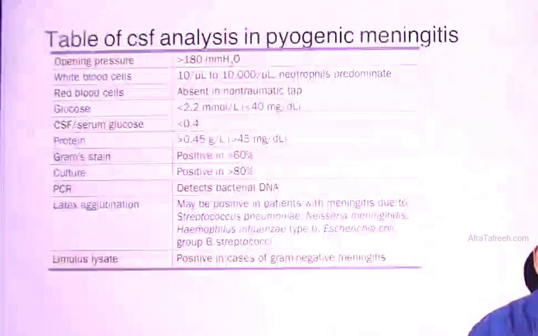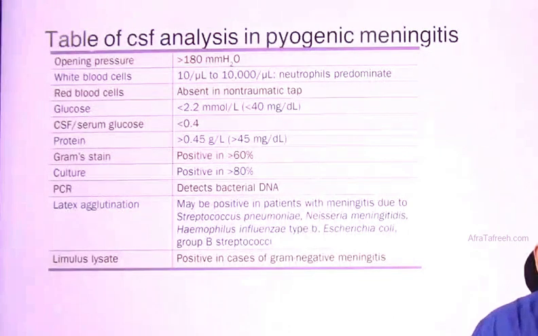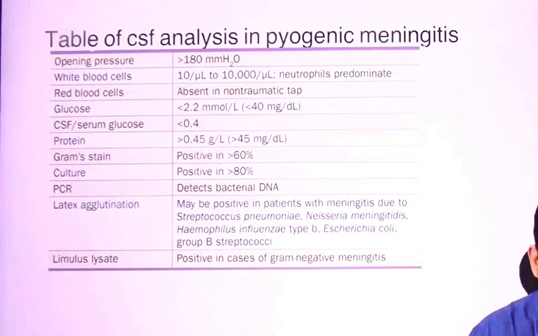Now coming to this particular chart of Harrison, in which the CSF analysis in pyogenic meningitis is given. A wonderful chart. A lot of charts are there in Harrison, and they are very good. You should see them. So let's first have a look at this pyogenic meningitis table. The opening pressure is more than 180. Agree, because what was the normal? 50 to 150. So it is more than 180 mm of water.